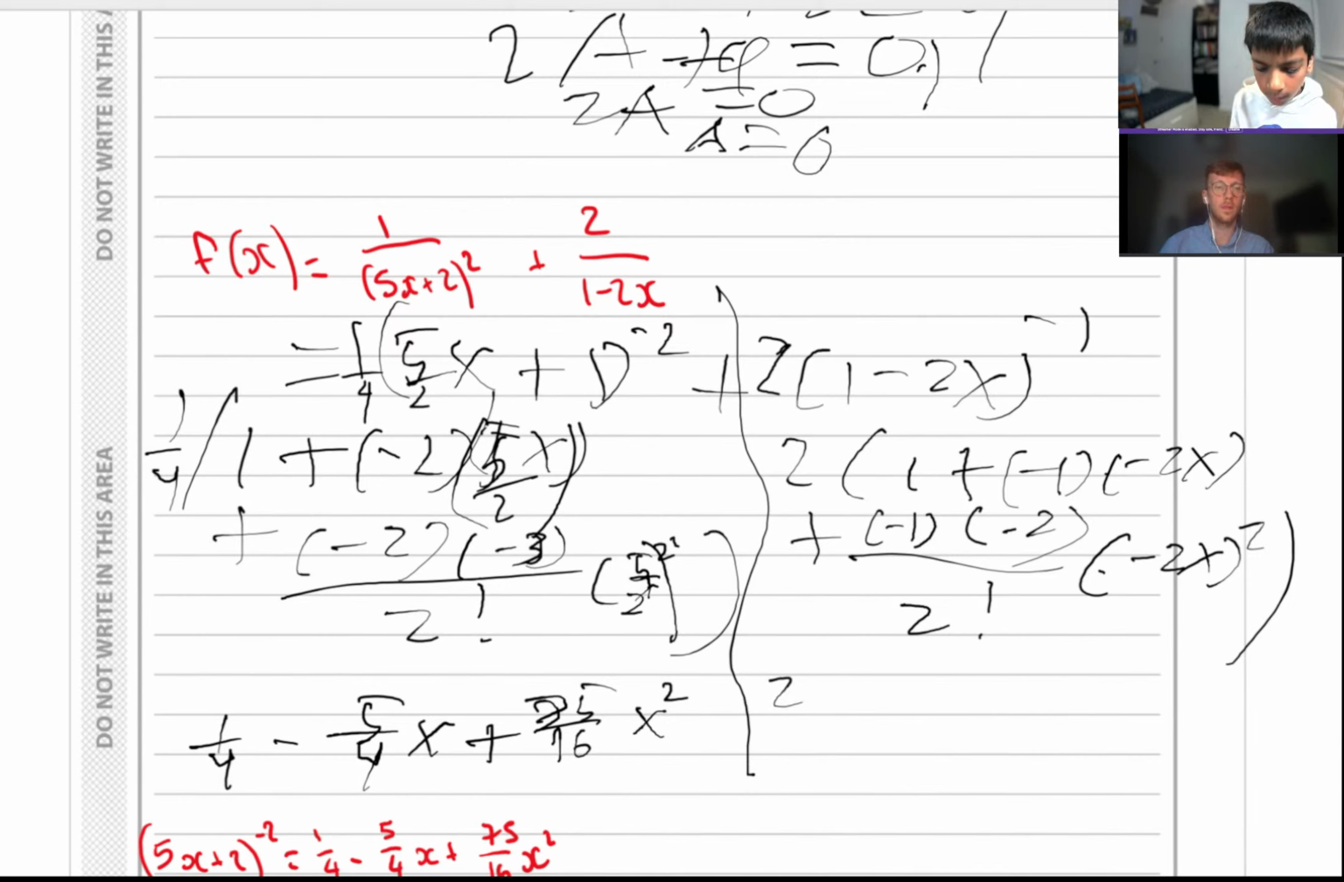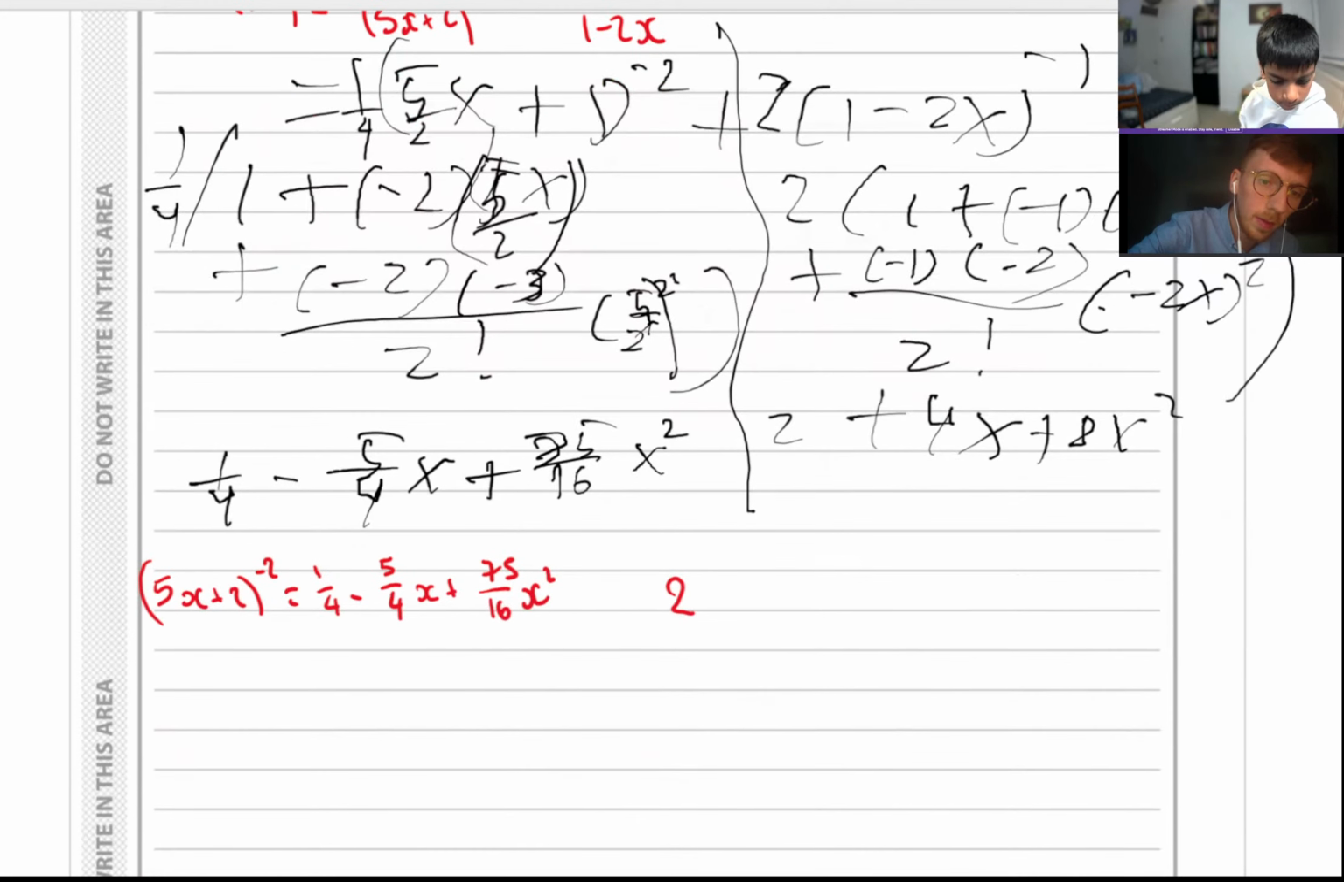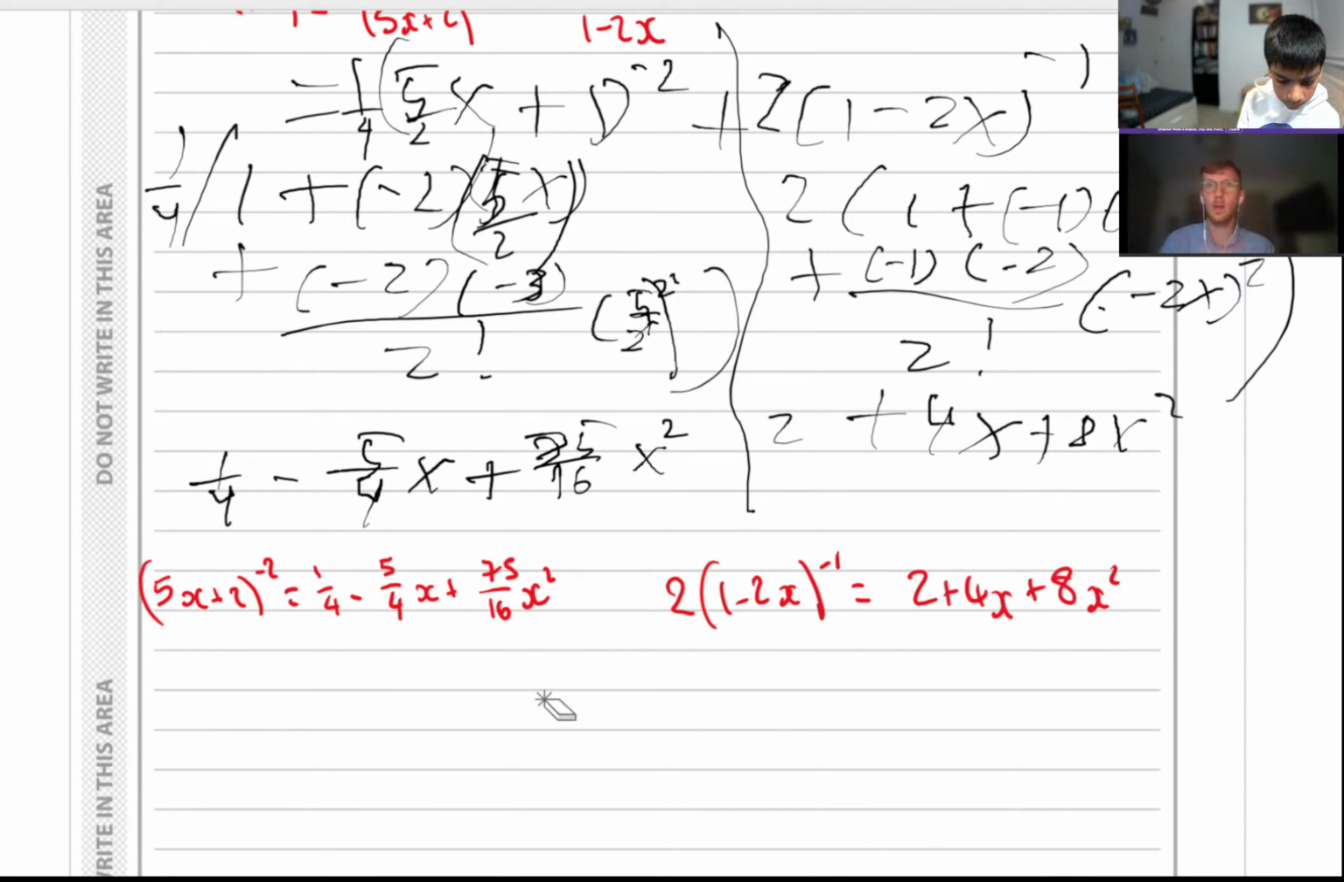So it's 2 plus 4 plus 4x. Yeah, good. So you multiply that 2 times out as well, so that's where the 4x comes from. Plus 8x squared. Brilliant. Yeah, so I'm just going to write that down as well. So we've got it together. So 2 times 1 minus 2x to the negative 1 is 2 plus 4x plus 8x squared. Good. So those are the 2 expansions for each of the partial fractions that we worked out in part A.